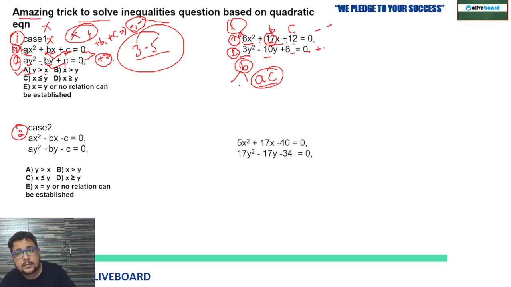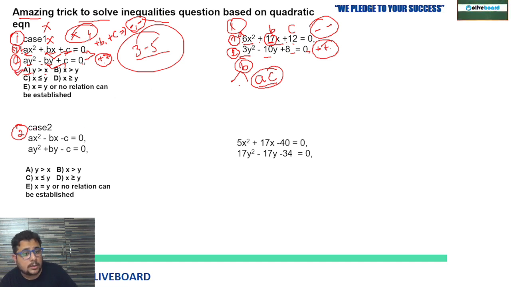So you will get both the roots of one equation positive, right? Both roots will be positive for one equation, and for the other equation both roots will be negative. So you can directly decide the answer, positive is always greater than negative. So y is greater than x here. So option A is the answer.